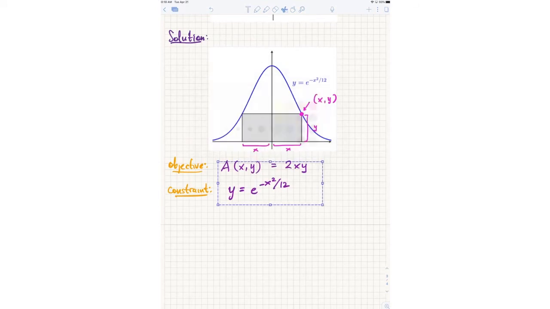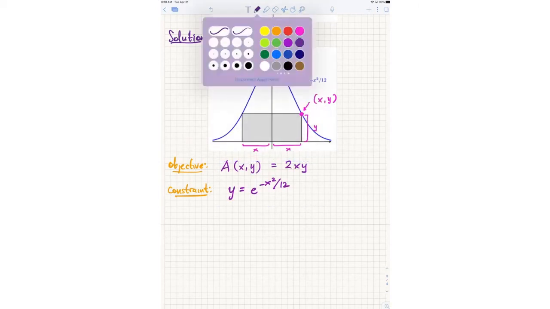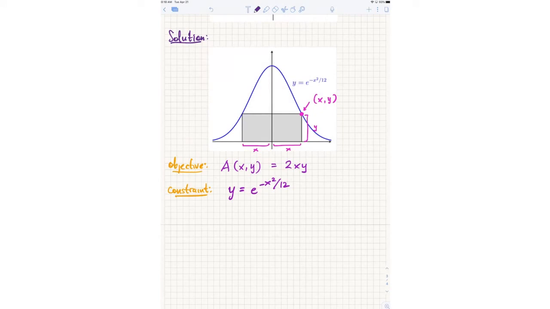All right, so now let's actually move on with the problem. So now what is our goal? What do I do here? What is my next step? Now that I've identified the constraint and the objective, what do I do? What is the role of this constraint, right? What am I doing with this?